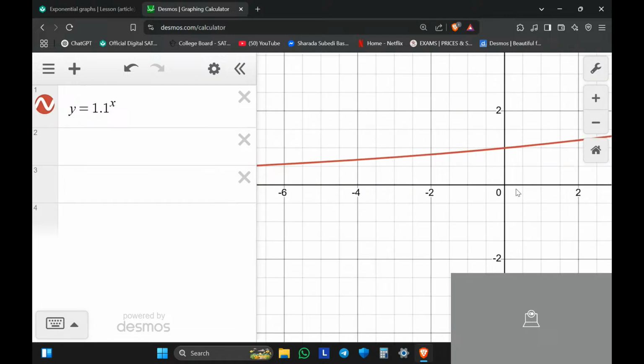It passes through the also. For x equals to 0, it passes through 1.